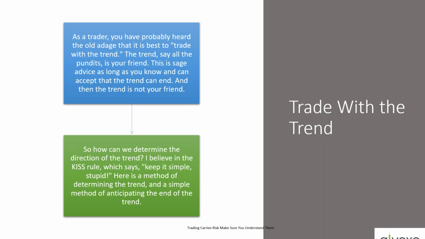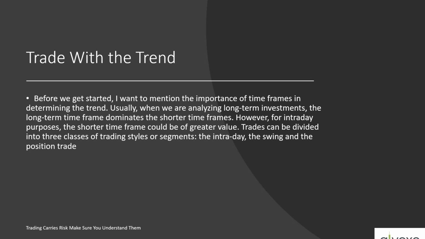So how can you determine the direction of the trend? I believe in the KISS rule, keep it simple, stupid. So here are a couple of methods that we use to determine a trend, and a simple method of anticipating the end of a trend. Now, in order to understand and anticipate a trend, you first have to realize a trend is not really rule-based. A trend line is rule-based.